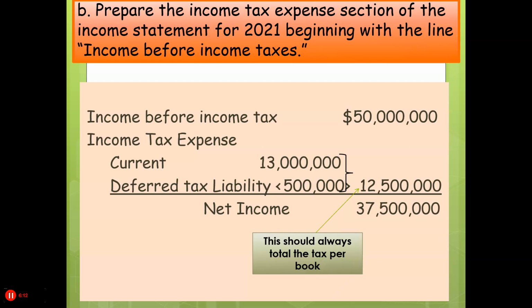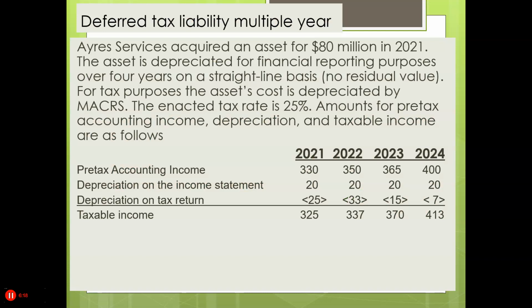Now let's take a look at a deferred tax liability over multiple years. They acquired an asset for $80 million in 2021. The asset is depreciated for financial reporting purposes over 4 years on a straight line basis, with no residual value. For tax purposes, the asset's cost is depreciated using MACRS. The enacted tax rate is 25%.